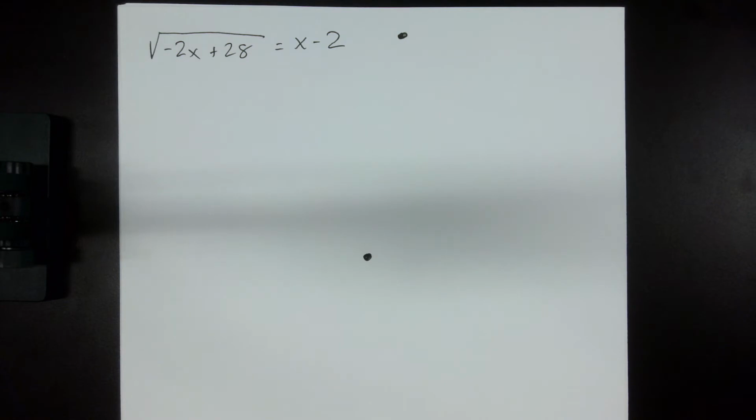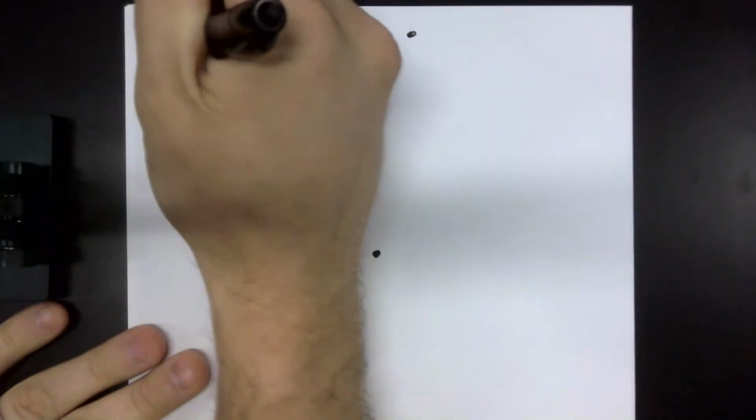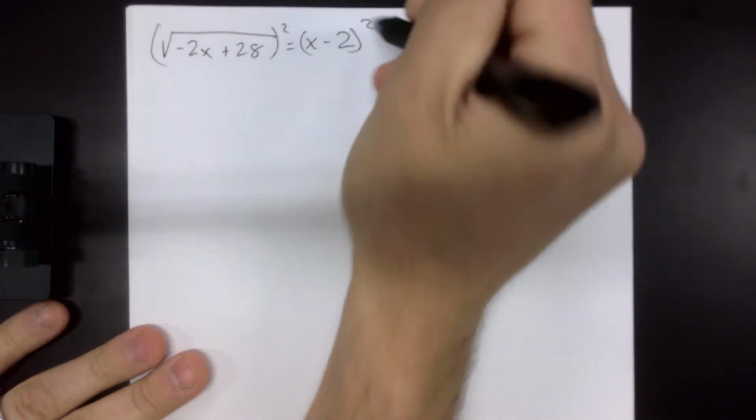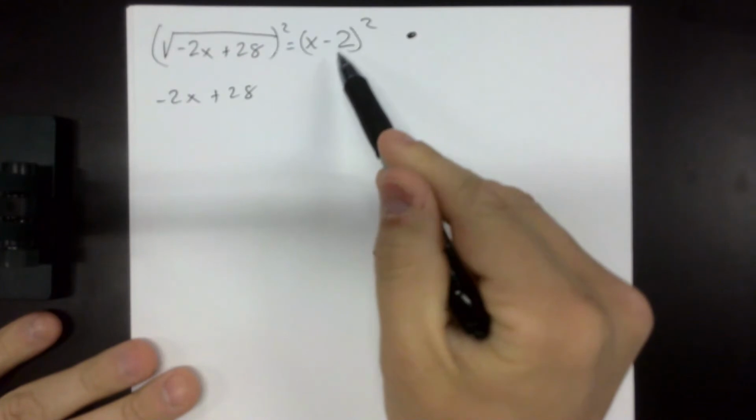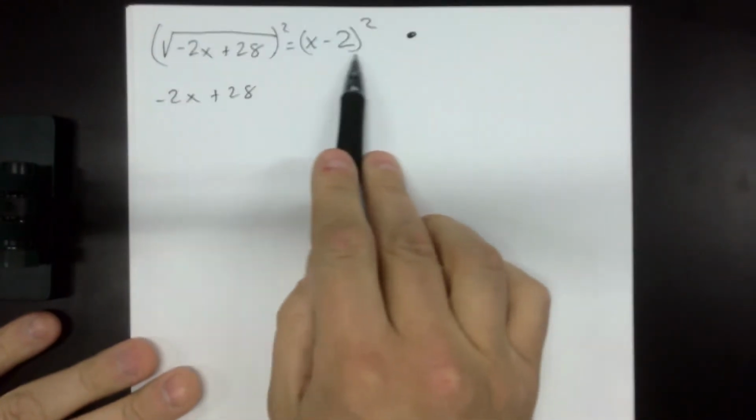Alright, here we go. First things first, we're going to follow the steps. Is the radical alone? Yes. Okay, what's the next step? Square both sides. Here we go. So this side is negative 2x plus 28. Hey, this is interesting though. I'm going to show you guys this.